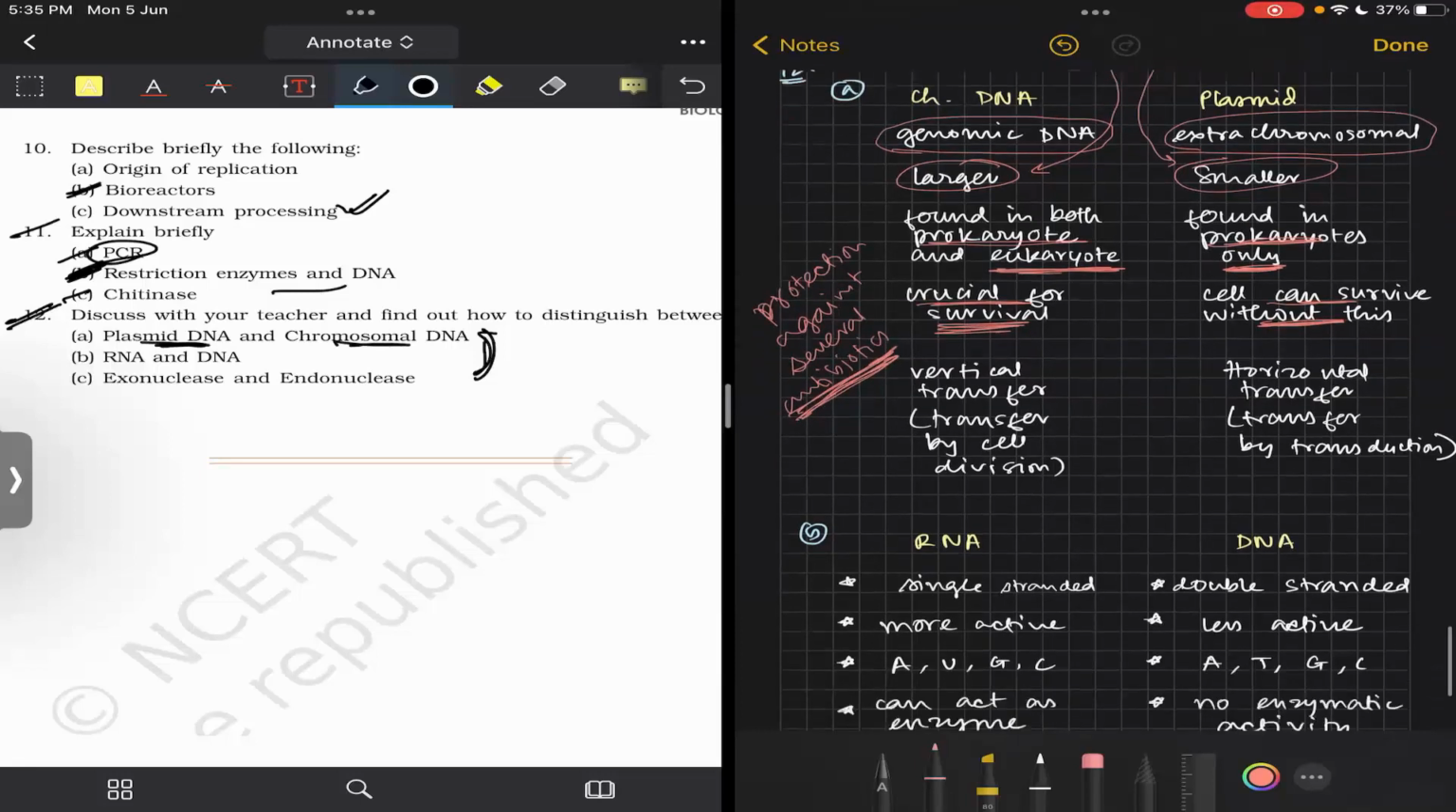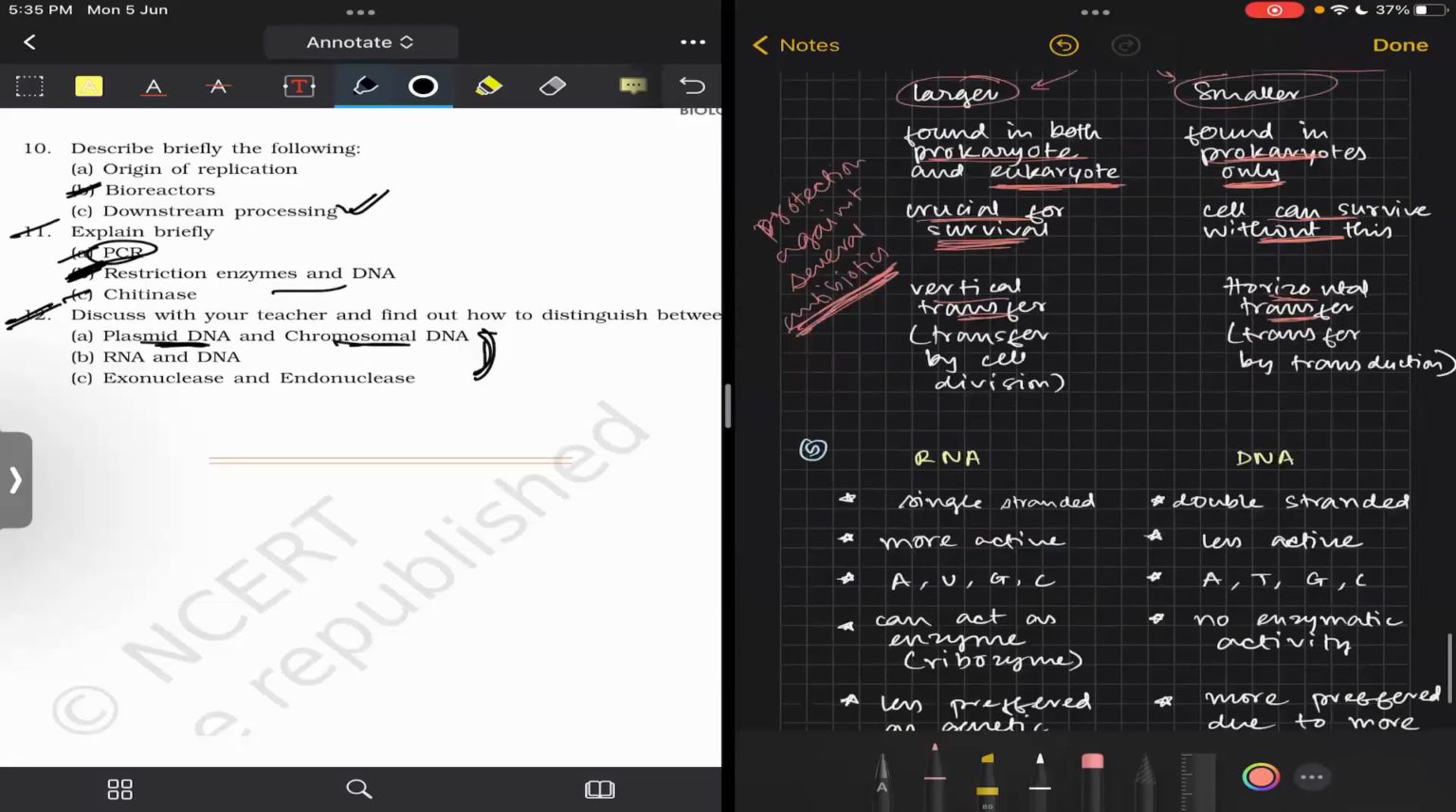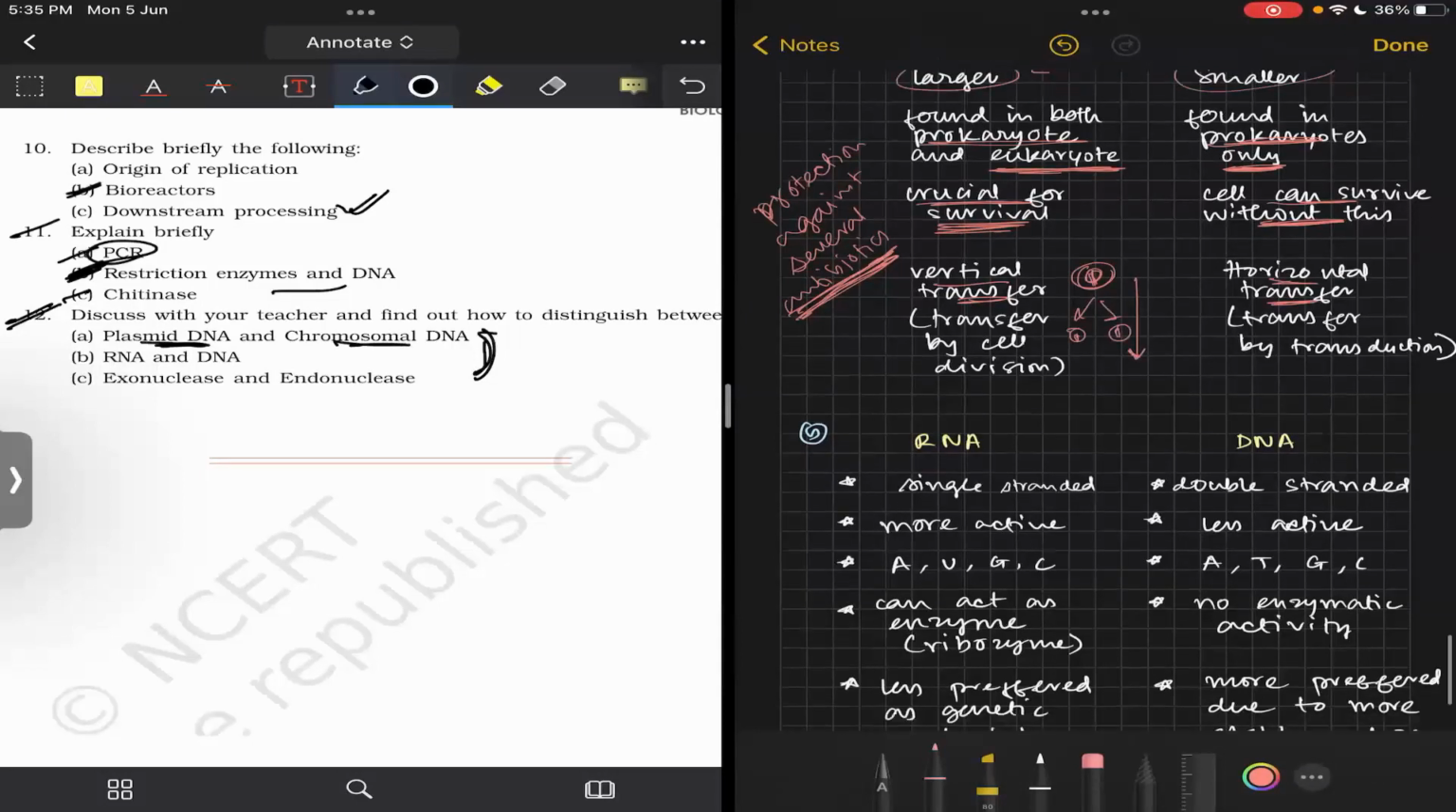And chromosomal DNA undergoes vertical transfer and plasmid undergoes horizontal transfer. So this is basic. Vertical transfer is basically cell division. When a cell divides, it divides into two, and it transfers its genetic material into these two cells. So this is known as vertical transfer. But the transfer of plasmid occurs by horizontal transfer, that is transduction.